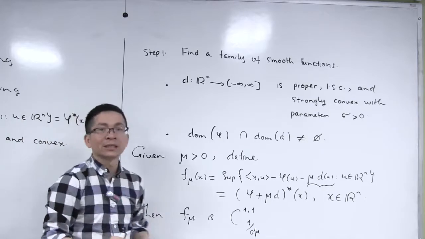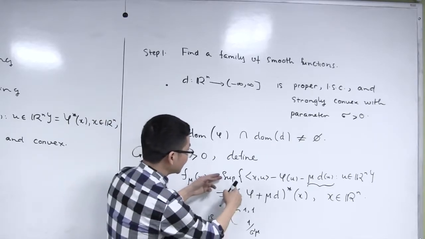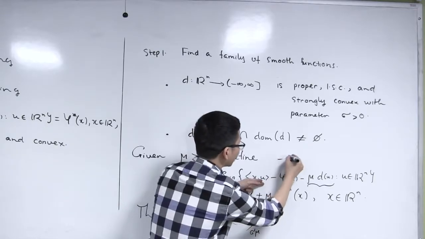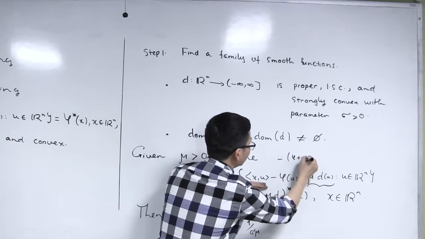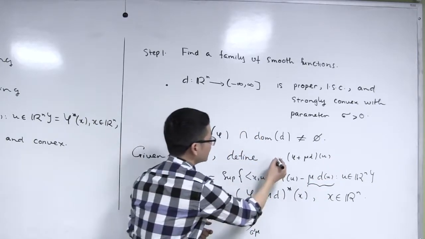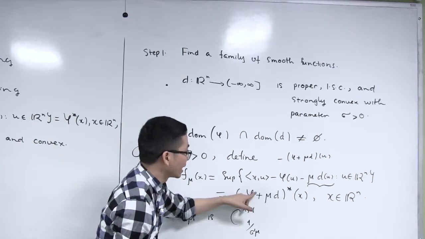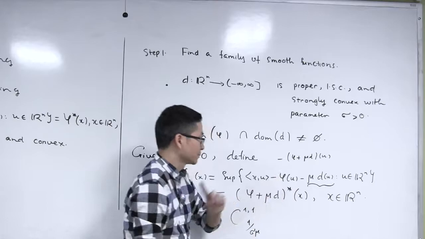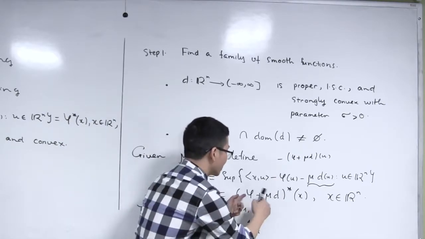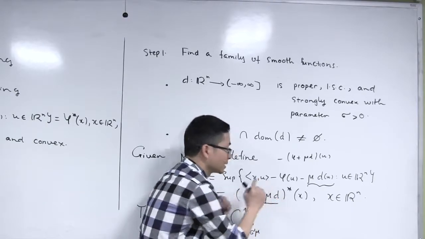So if you remember the definition of the Fenchel conjugate of a function, you can see that this is actually the supremum of the inner product of x and u minus what? Minus phi plus mu d of u, where u runs in R^n. Okay? Therefore, this is exactly the Fenchel conjugate of phi plus mu times d. So f sub mu is nothing but the Fenchel conjugate of the sum of phi and mu times d.